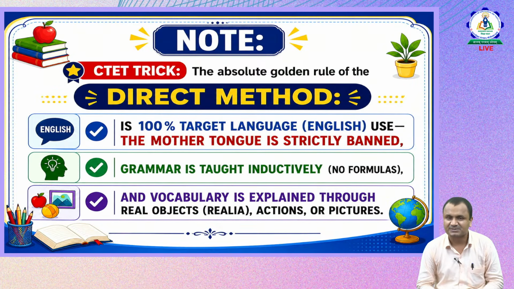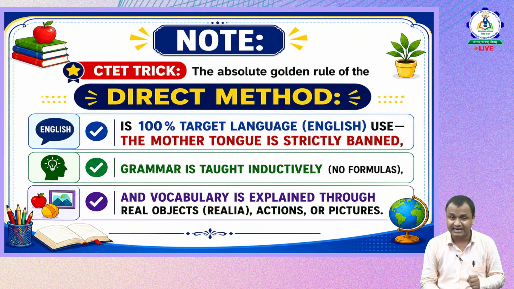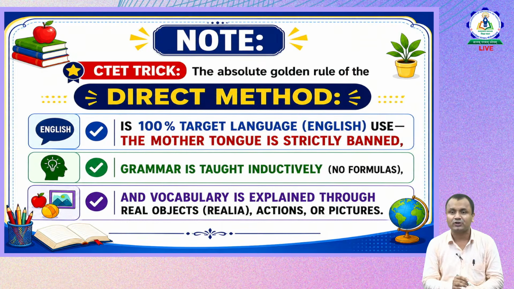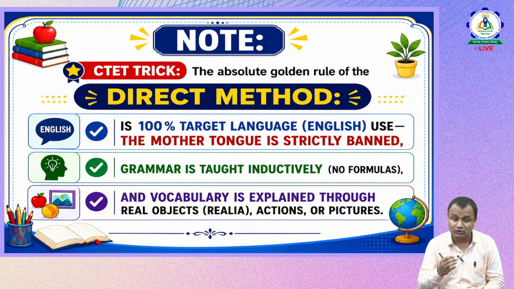Now, from the perspective of CTET, we need to understand a few facts about direct method. Number one, when the language of the question is like, during the teaching learning process, you see 100% use of target language, which means there is no room, no space for any other language, or when mother tongue or local language is strictly banned, strictly prohibited, which means the answer is always direct method.